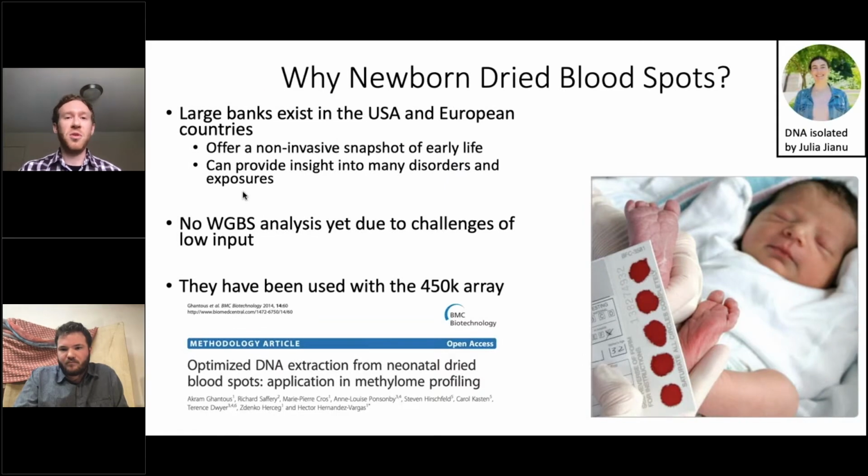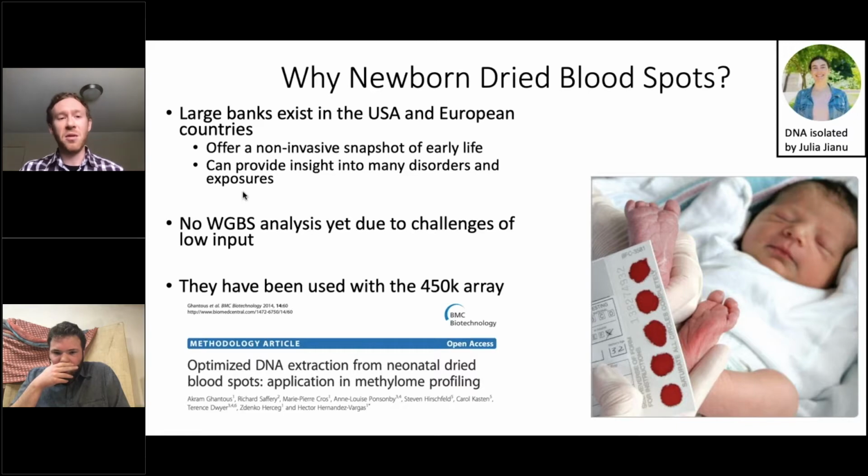In our current study, we're looking at newborn dried blood spots because large banks of these exist in the USA and many European countries. And what's really nice about them is they offer a non-invasive snapshot of very early life before many other events take place that can alter the epigenome. And so there's been a few studies into these, and it's really coming to show that they can provide a lot of insight into many disorders and exposures.